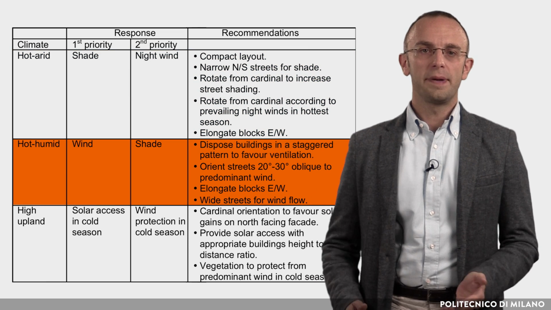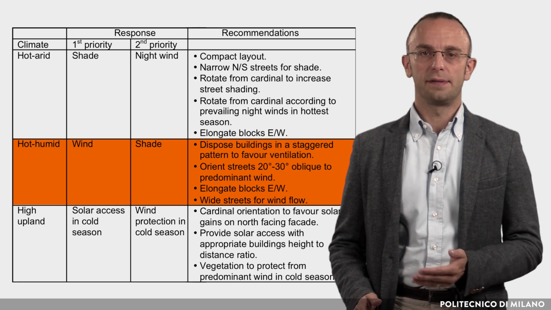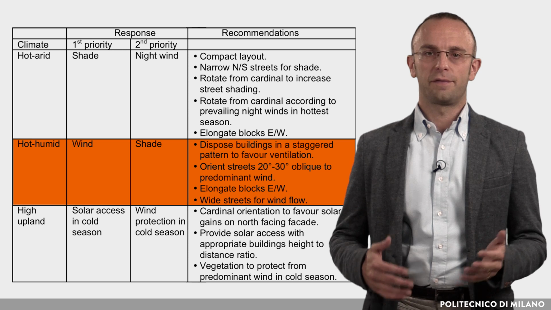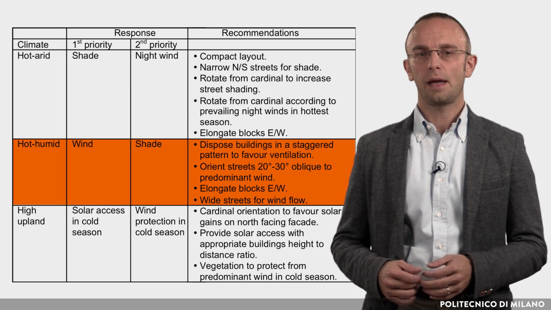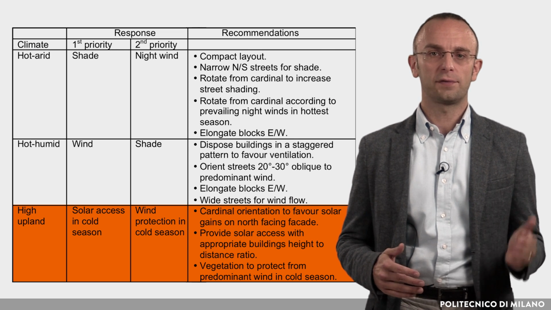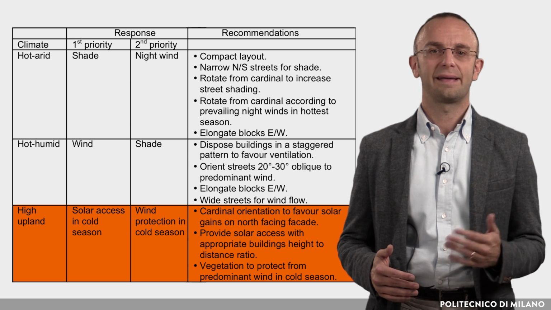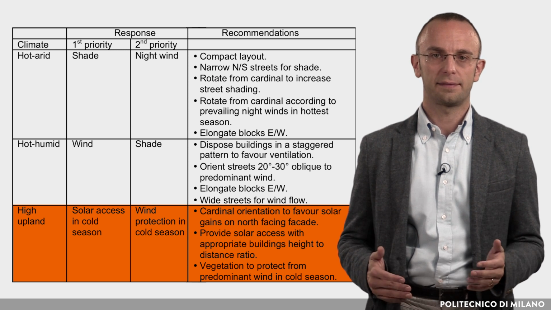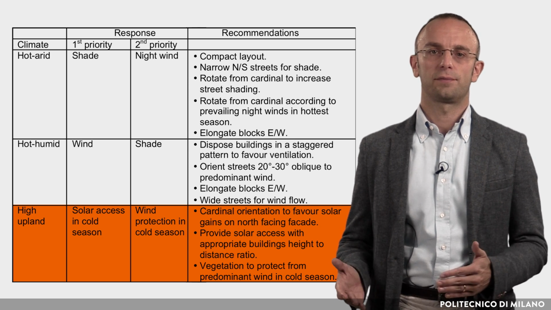In hot and humid conditions, the first priority is to use a staggered pattern and wide streets to increase ventilation. Facades facing east and west have to be limited. In high upland, the solar access in the cold season has to be firstly ensured by means of a cardinal orientation to favor solar gains on north-facing facades, and using vegetation to protect from wind in the cold season.